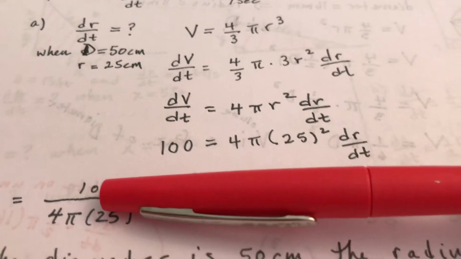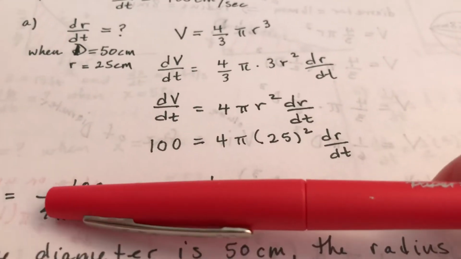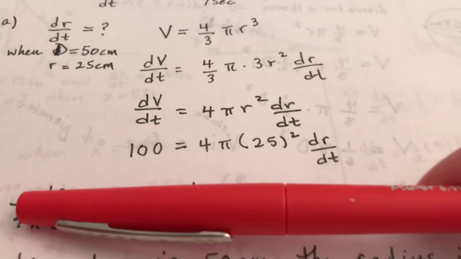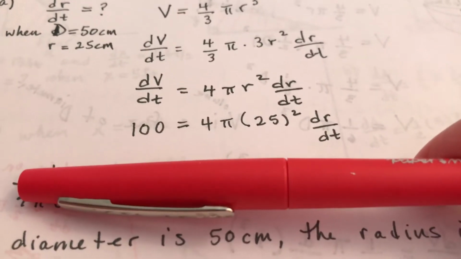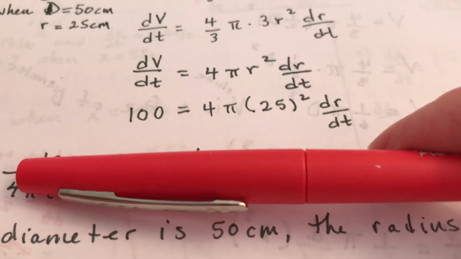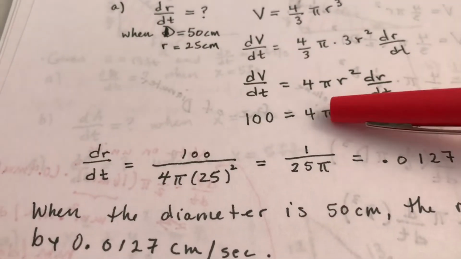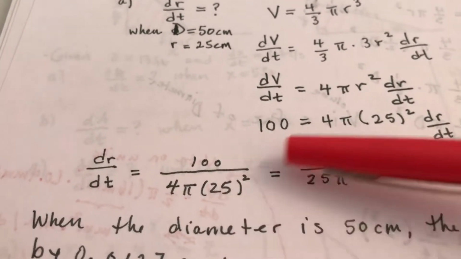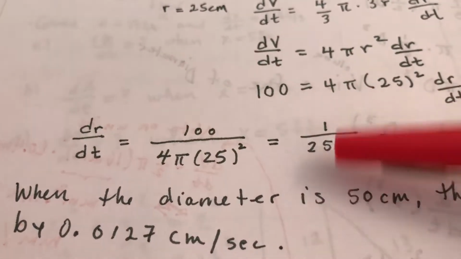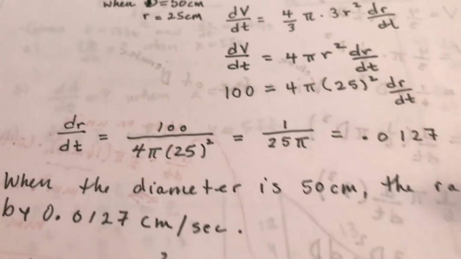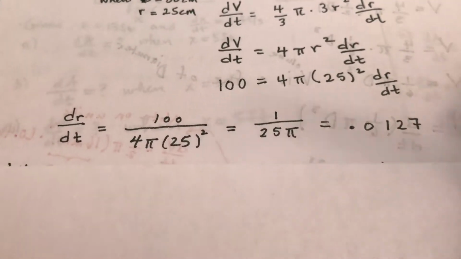Now, when I do these problems, I just substitute in left to right into the derivative instead of solving for dr/dt and then substituting in. And I imagine that a lot of videos would solve for dr/dt and then substitute in. And so what I do is I start simplifying here, then I divide by all of that. Simplify, leaving pi, so you can do your 100 over 4 times 25 squared, and that's 1 over 25 pi. And as a decimal, it's 0.0127, or 1 over 25 pi.